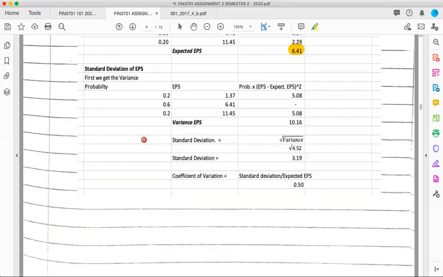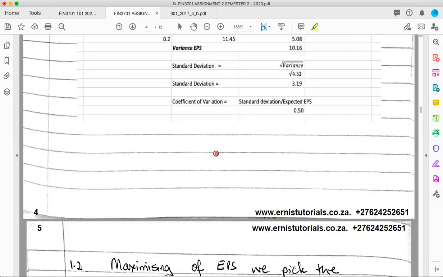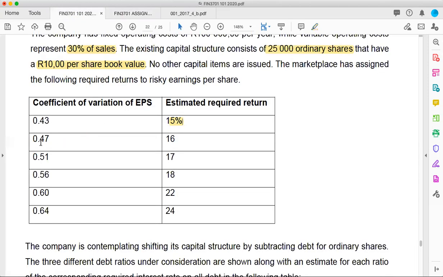So you'll find that for the first calculation of the share price, we took 3.78 divided by 0.15, right? We took the expected EPS divided by the corresponding required return for our coefficient of variation of 0.42. For the 40% debt ratio, we look at the coefficient of variation, which is 0.45. We come here again. The closest to 0.45, since we are moving up, we round up to 0.47, and we take a required return of 16%.